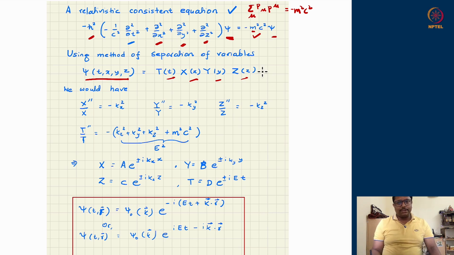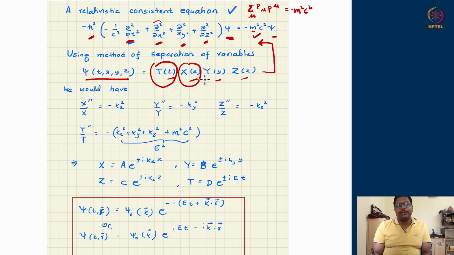Then if I feed this into the differential equation, the double derivative with respect to time will only see the first function, capital T, because there is no other time dependency anywhere else. The double derivative with respect to x will only see the capital X function, because there is no x dependency anywhere else in the function. Similarly the double derivative with respect to y will see the capital Y function, and the double derivative with respect to z will see the capital Z function. So these are individually different functions of different variables, and different derivatives hit upon different individual functions.